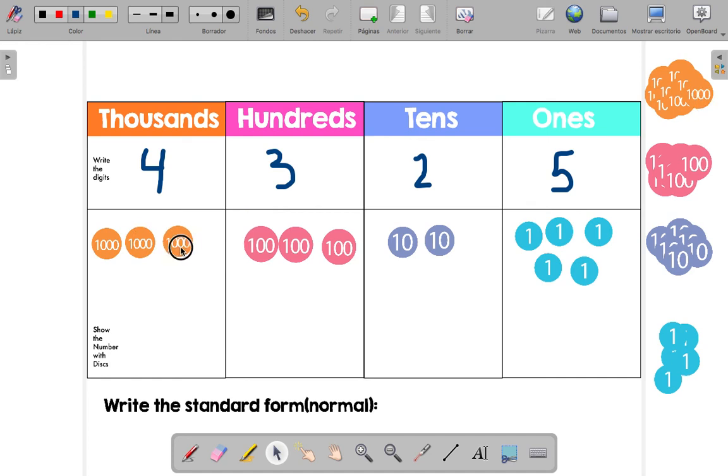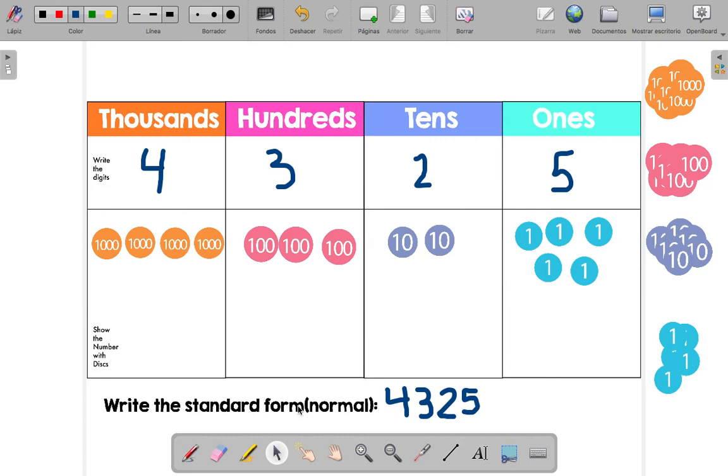2,000, 3,000, 4,000. So this is what you will be doing right now in your Google Slides, okay? Then after all this, at the bottom you write it in standard form. So that means we just put all the digits together. That's 4,320, 5, the normal way we write numbers.